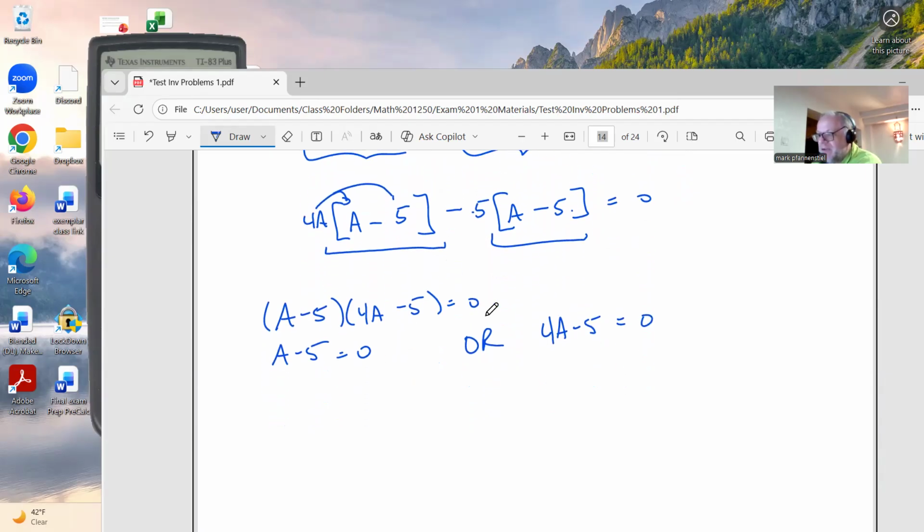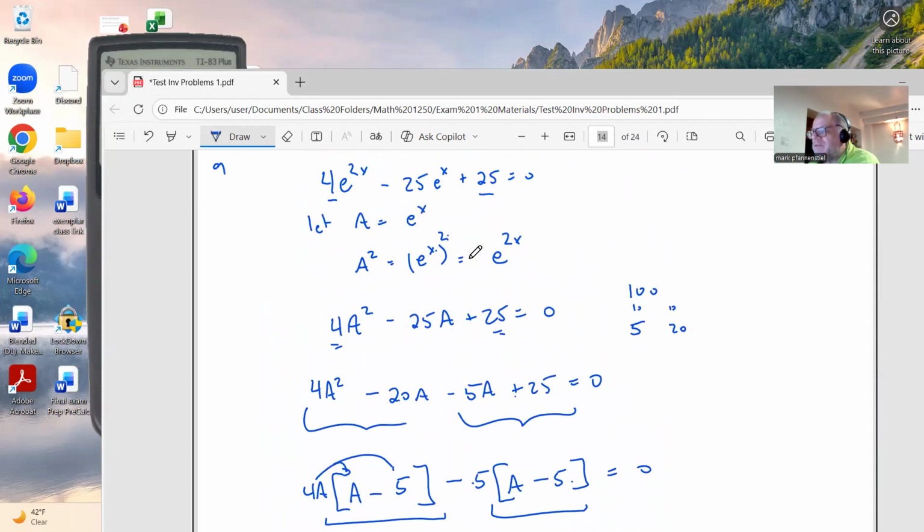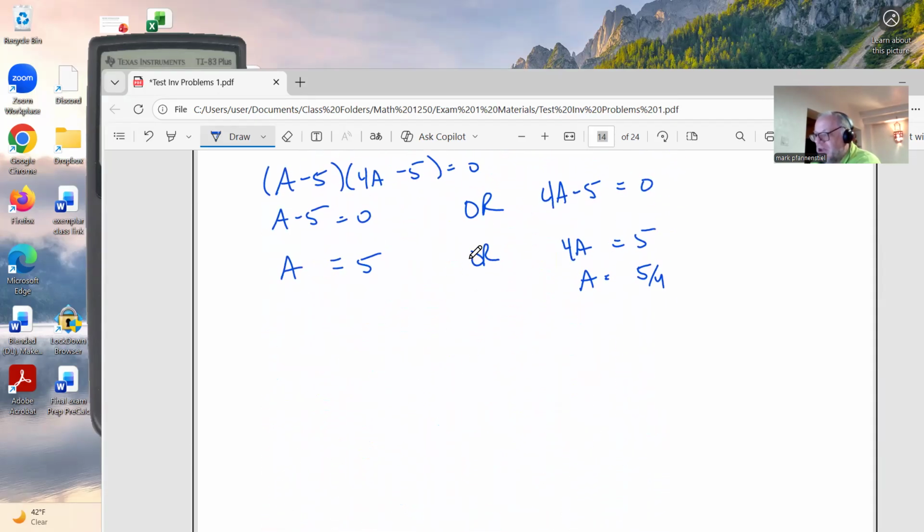So let's see what happens there. We have a is equal to 5, okay? Or we have 4a equals 5, or a equals 5 over 4. These are both positive. Great. Well, what the heck was a? A was e to the x. So we go back and we say, well, e to the x is equal to 5, or e to the x is equal to 5 quarters.